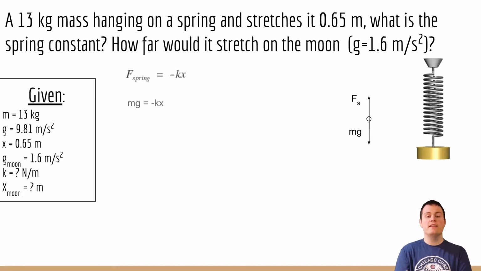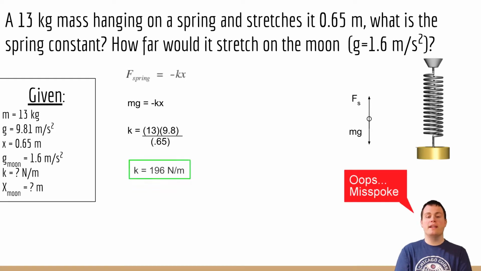And then we just set that equal to the force of gravity, and then we do a little algebra to solve for the spring constant. And when we do that, we find that the spring constant is equal to 198 newtons per meter.